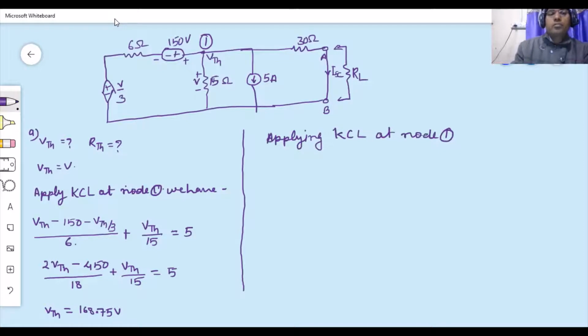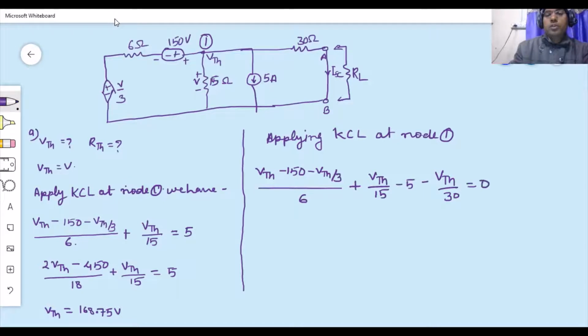Again, the equation will be the same, with a slight difference: (VTH minus 150 minus VTH by 3) upon 6 plus VTH upon 15 minus 5 minus VTH by 30 equals to 0.